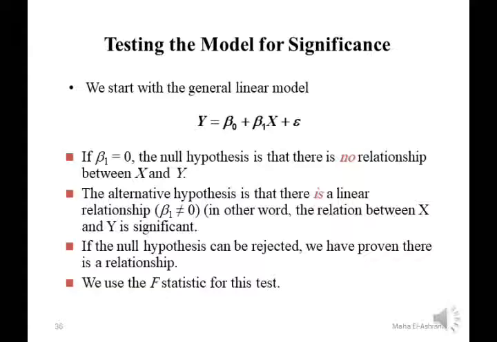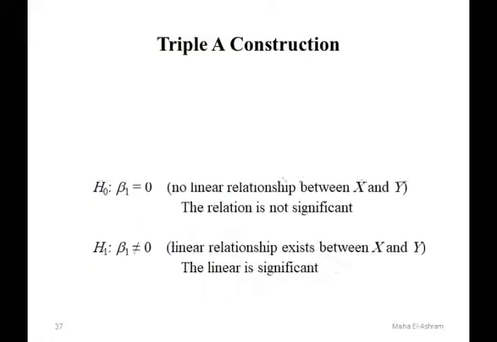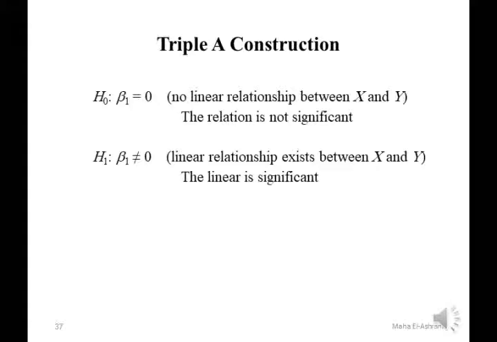So how are we going to do this test? Usually to do a test, you need to define your two hypotheses, the null and alternative hypothesis. Our null hypothesis will be in this case that beta 1 is equal to 0, which means that there is no linear relationship between x and y. If there is no relation, it means that the relation is not significant. H1 is beta 1 is not equal to 0, of course, which means that there is a linear relationship between x and y, or in other words, the relation is significant.